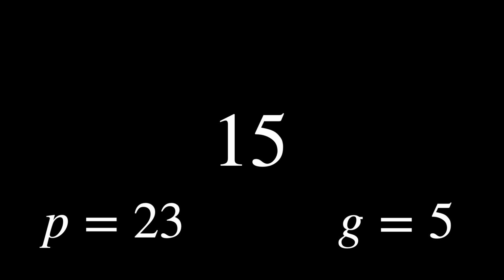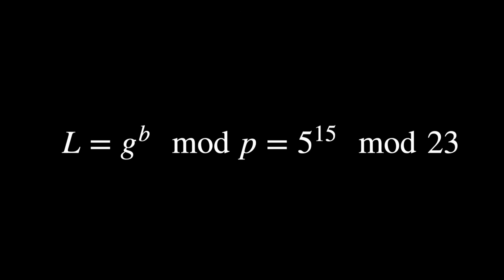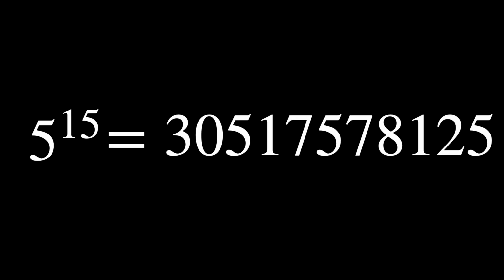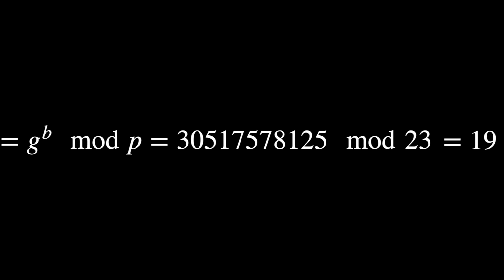I take my private key, 15. I use the same base, modulus P equals 23, and G equals 5. I calculate my public key L, G to the power of B, mod P, or 5 to the power of 15, mod 23. Computing 5 to the power of 15 gives this huge number here. And then this number, mod 23, results in 19. So my public key L is 19.